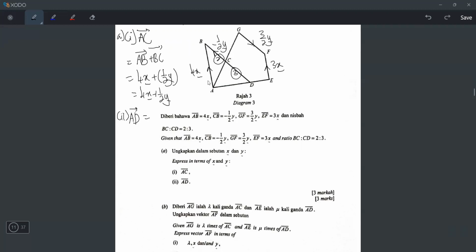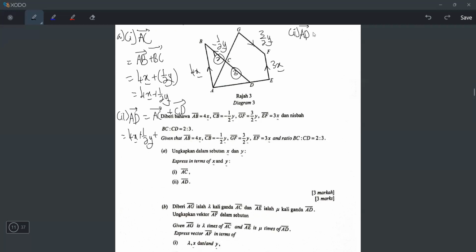Okay, AD, I can take AC plus CD. The reason is because I already have my AC. So it's very easy to do if I do it like this. Okay, better than AB plus BD. Because I know my AC already. I just did AC. All right, so AC is 4x plus 1 over 2y plus this vector CD. But the CD I don't know, right? But they did give a ratio just now, remember? Okay, let's do it here, because there's not enough space.